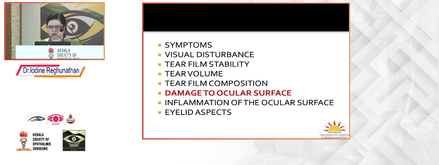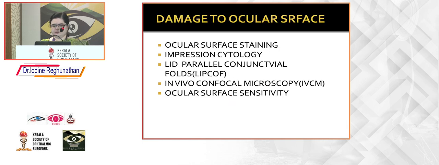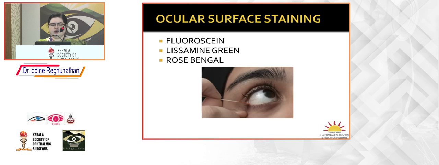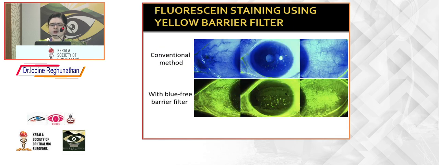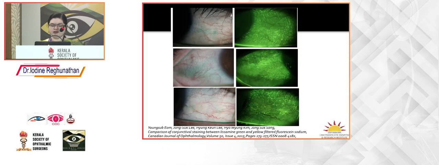Now coming to damage to the ocular surface, let's say ocular surface staining. Classically described for the cornea with fluorescein and for the conjunctiva with lissamine and rose bengal. But however, with the use of a yellow barrier filter, fluorescein staining is said to be more sensitive than the conventional method. Even for the conjunctival staining, it is more sensitive than the lissamine green with the yellow barrier filter, with the advantage that just one dye needs to be used and no vital staining is required.